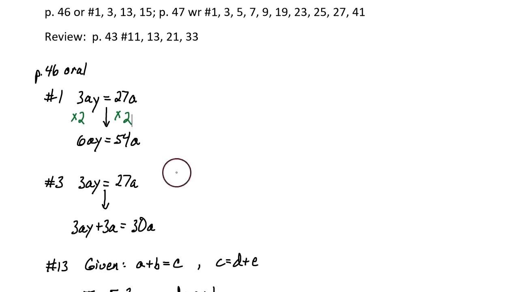For number 3, how do you change the initial equation into this new equivalent equation? The left side still has the 3ay term, but notice a plus 3a is now next to it. On the right side, 27a plus 3a makes the 30a. So the transformation is to add 3a to both sides of the equation.